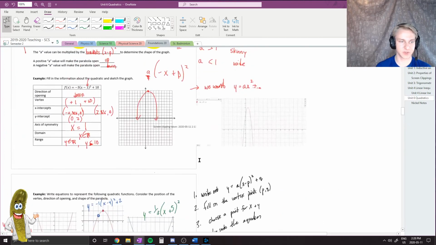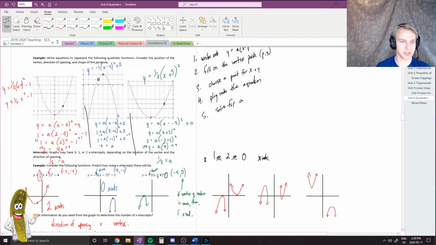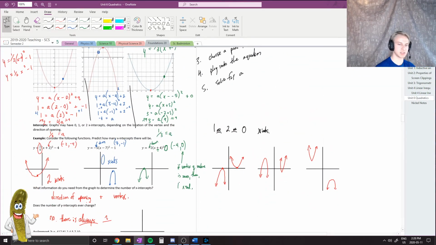All right, so that was the second part of lesson 2. Does anyone have any questions at all?